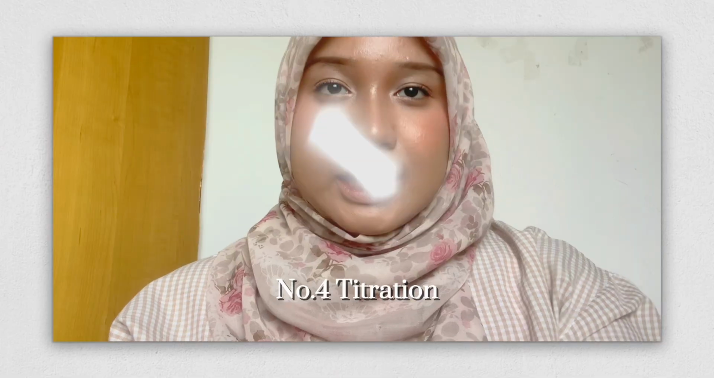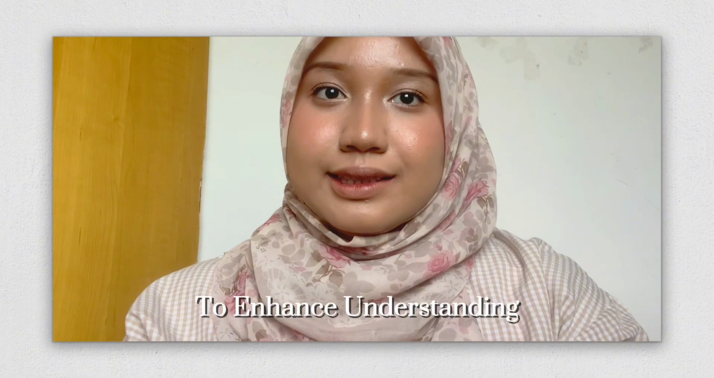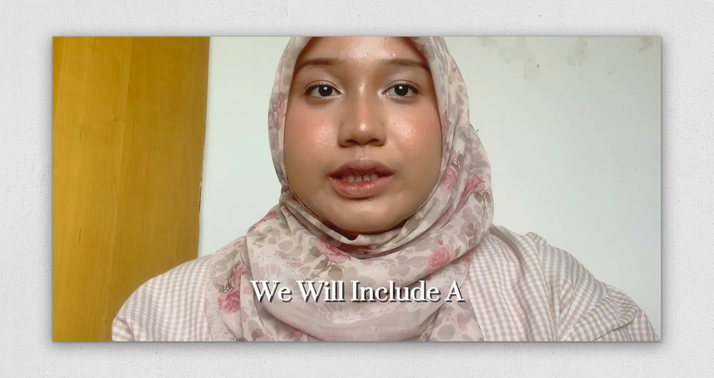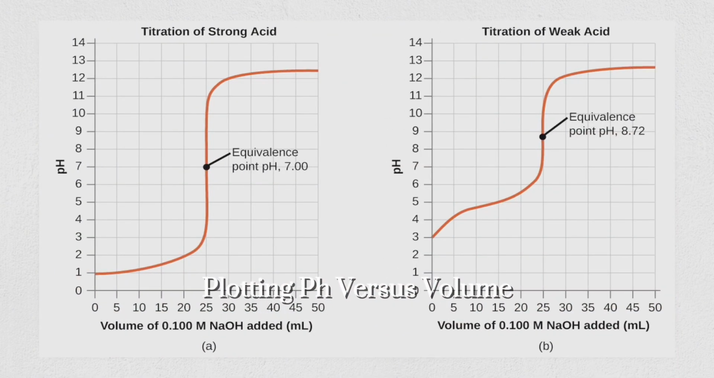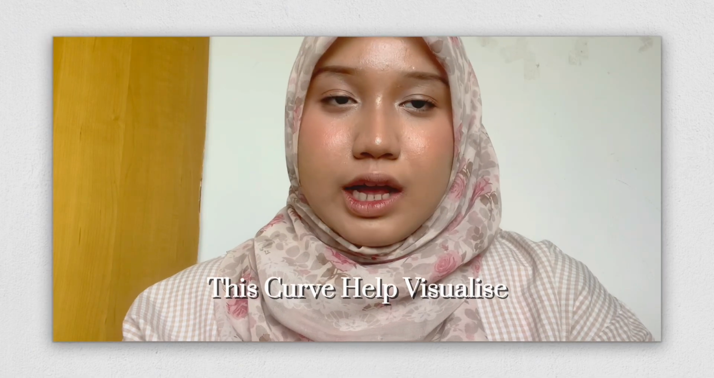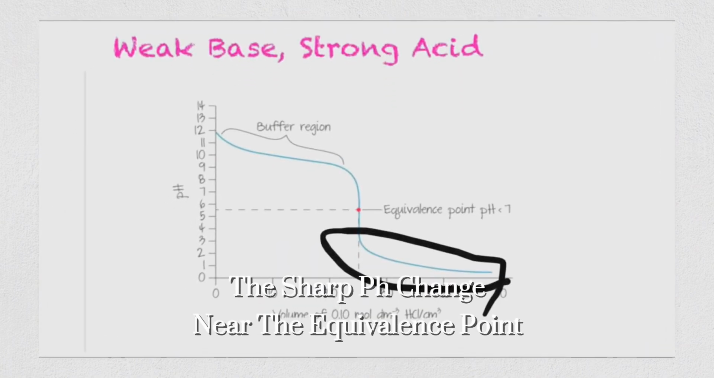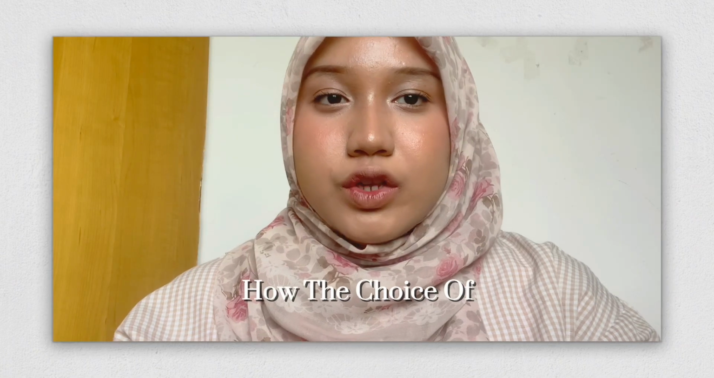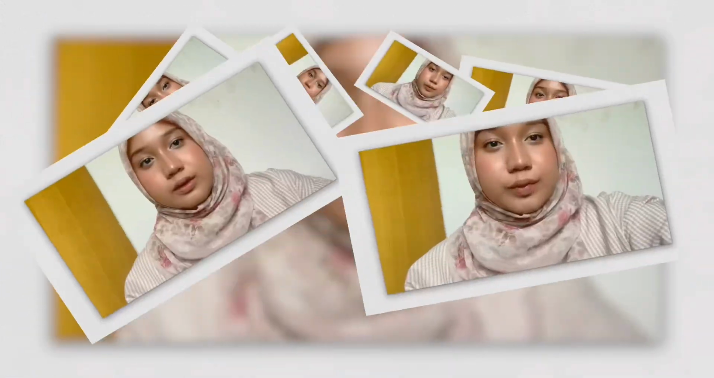Number 4. Titration curve visualization. To enhance understanding, we will include a titration curve graph plotting pH versus volume of titrant added. This curve helps visualize the buffering region, the sharp pH change near the equivalence point, and how the choice of indicator aligns with the steepest slope of the curve.